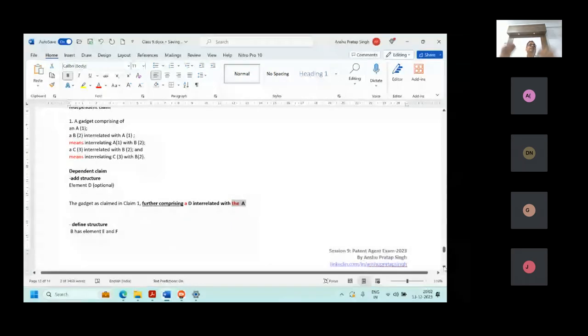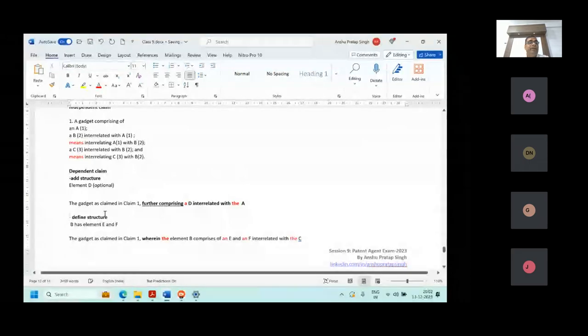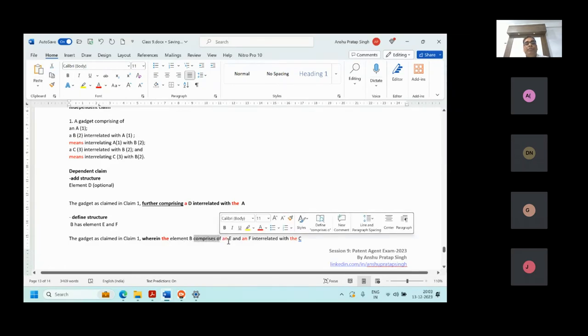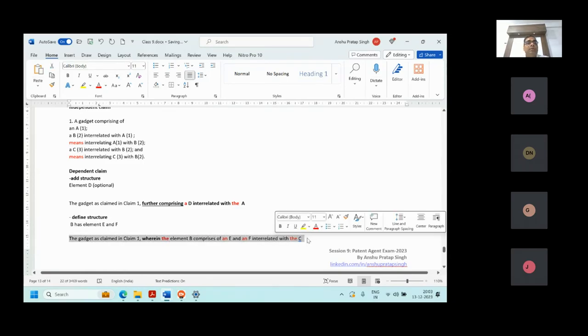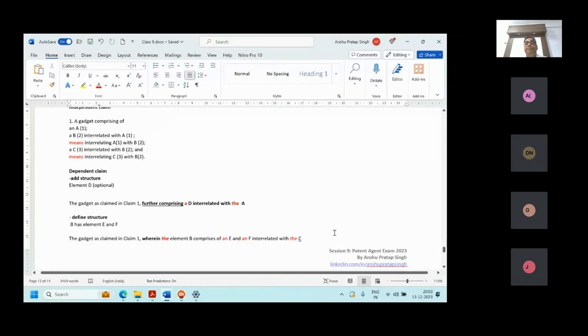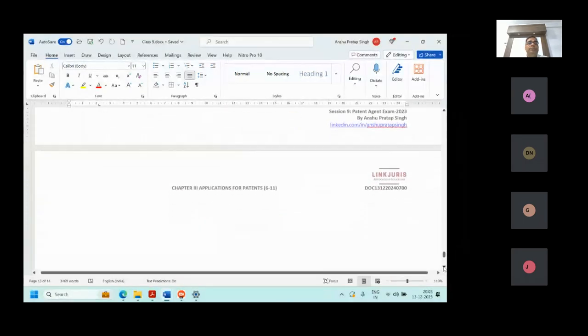Now, suppose there is a structure which has to be defined. The gazette as claimed in claim one, same one. Instead of using further comprising, you will use wherein, because now you are defining the structure. Wherein the element B comprises a C, because it is the first time I am introducing it, and an F interrelated with the C. This is how the punctuation and grammar will work. This is how you should write the dependent claim.